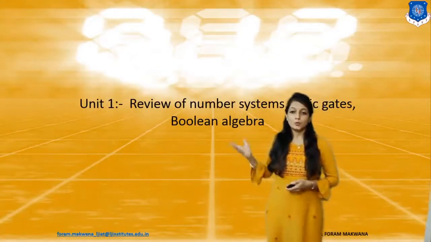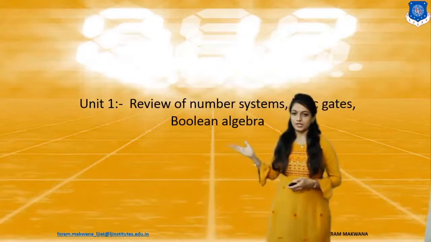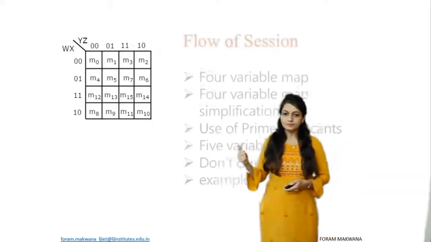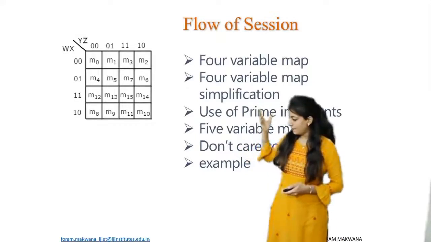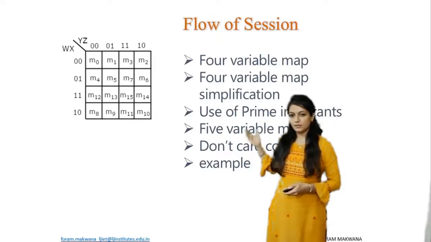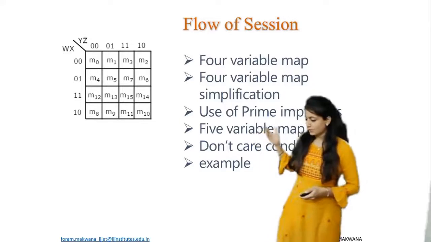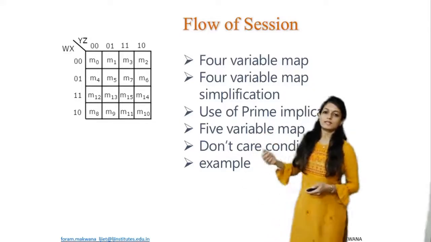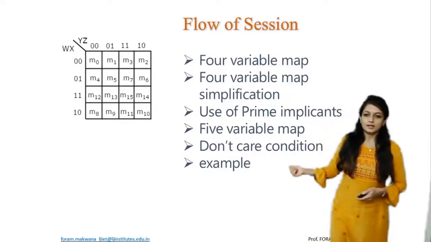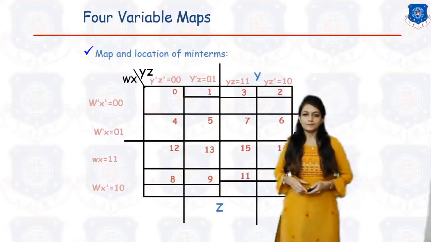So, from unit 1, that is a review of number system, logic gates and Boolean algebra. We will study a 4 variable map, simplification of 4 variable K map. What is the use of prime implicants, 5 variable K map. What is a don't care condition and an example of it.